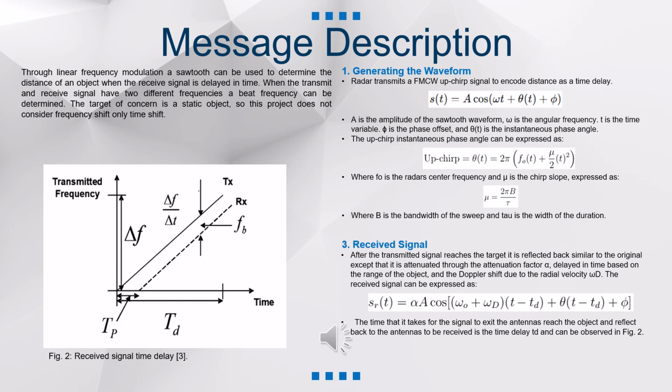The transmitted signal reaches the target and is reflected back towards the source. Once the signal reaches the receiver, the signal has information pertaining to the range of the target encoded as a propagation delay. Looking at the equation for the received signal, notice that it is attenuated, delayed, and for a moving object is Doppler shifted, although for this project we assume a static target.